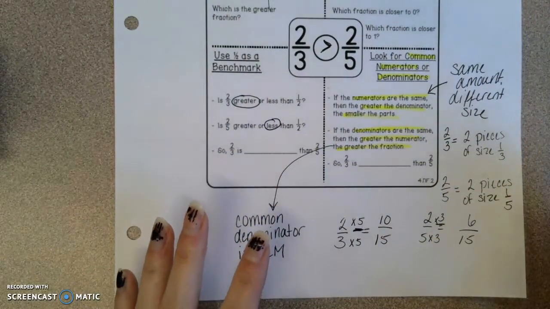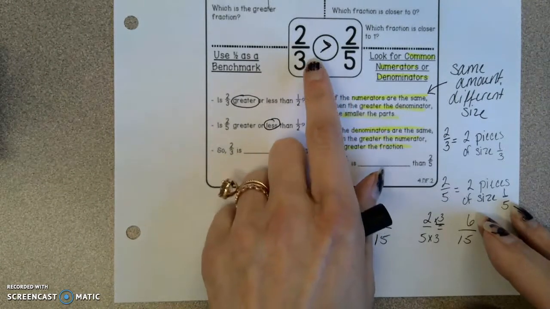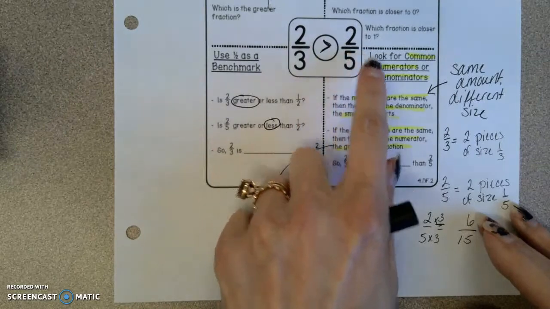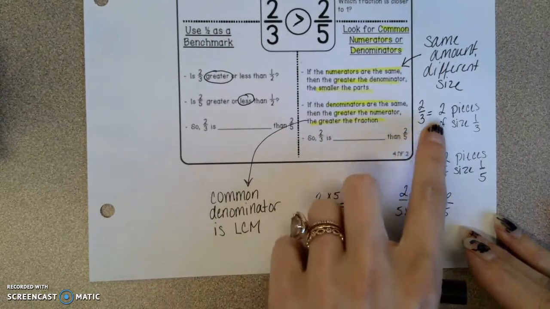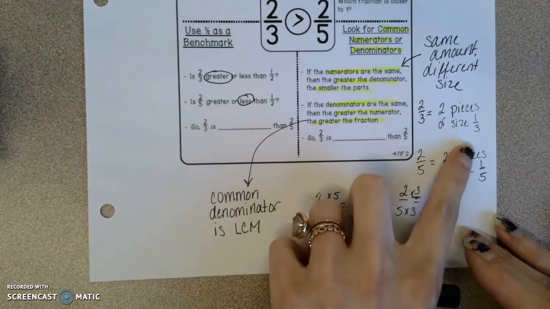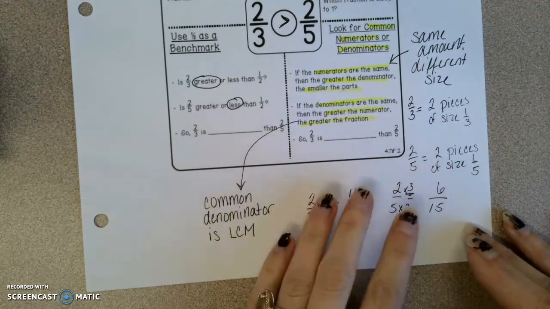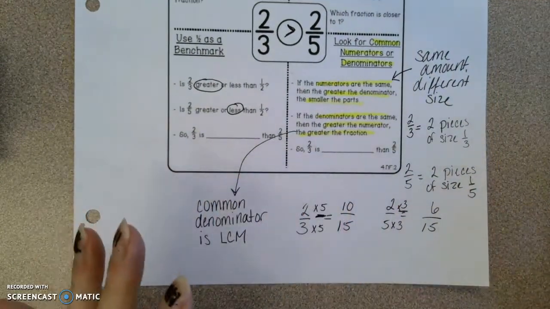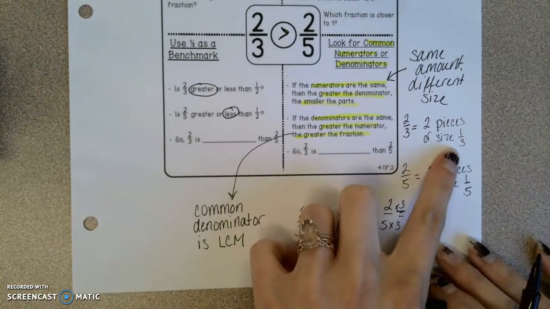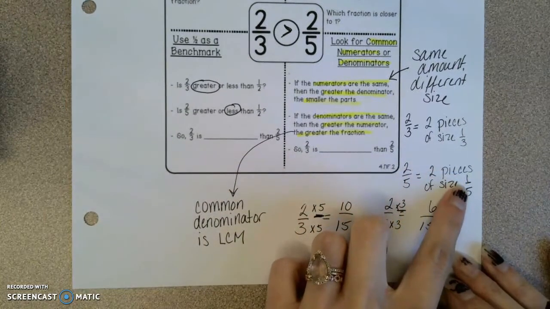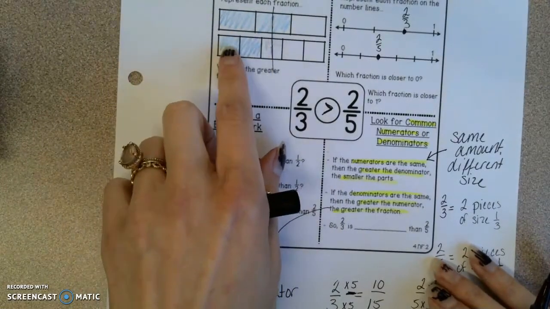Some of the more common ways we're going to use would be common numerators and denominators. If your numerators are the same, and that's what we have here, the top numbers are the same, that's the same amount, but different sizes. For example, 2/3, we can say that that is 2 pieces of size 1/3, whereas 2/5 is 2 pieces of size 1/5. So if I were to cut up a chocolate bar, and I had 2 chocolate bars, and I cut one up into pieces of size 1/3, and then I cut one up into pieces of size 1/5, well, these 1/3 pieces are going to be bigger. We can see that up here in the visual.